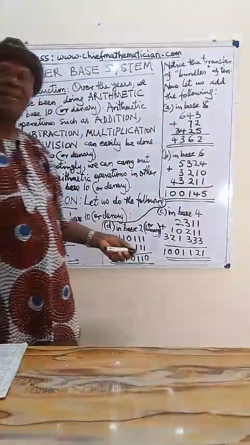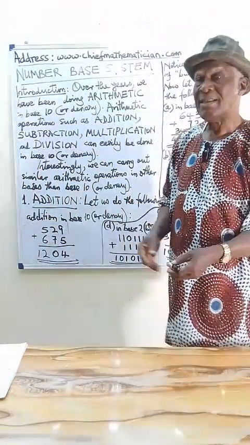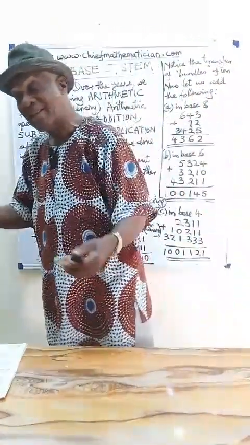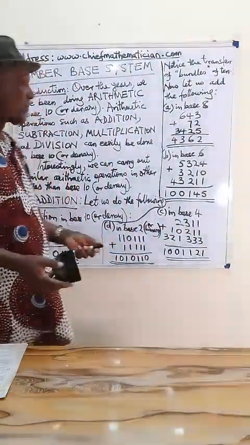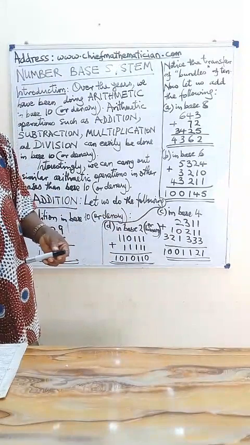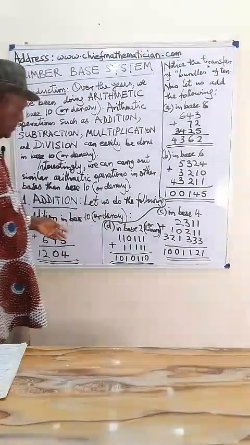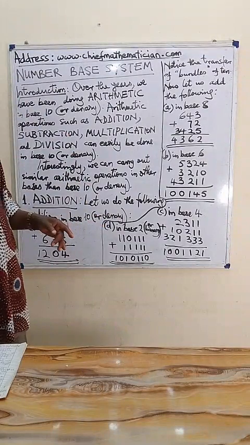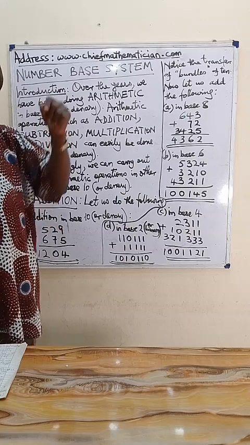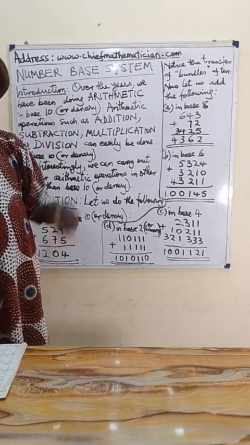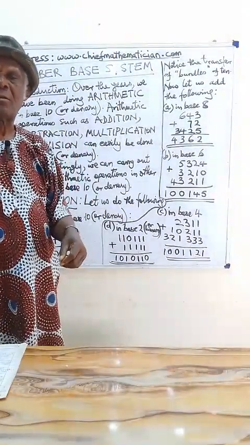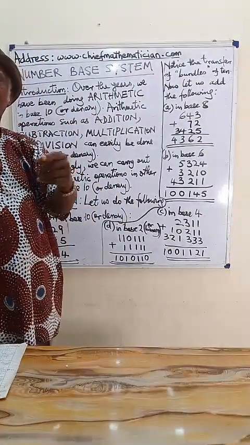So you can see how interesting it is for us to do arithmetic in other bases than base 10. I want us to observe very clearly that in every base, including base 10, no number in any base contains a digit that is equal to or greater than that base. What do I mean by that?